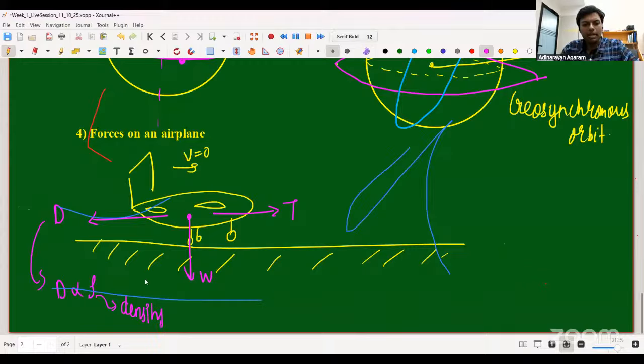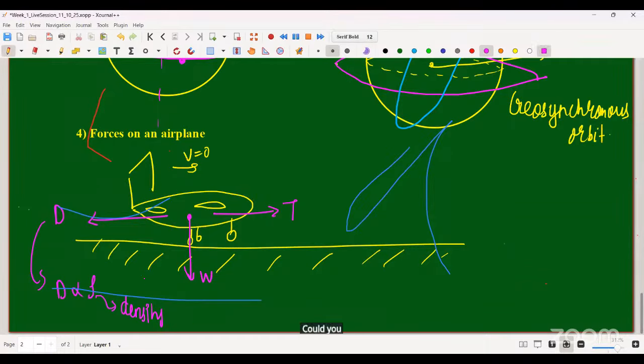I request you guys to stop annotating, please. Could you explain this point again? Which point, sir? The drag one that you were talking about. Yeah, sure.